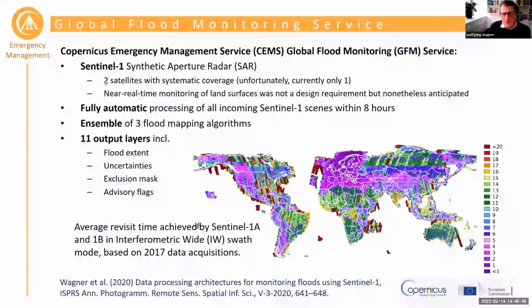As long as we had Sentinel-1A and Sentinel-1B, we processed the data in fully near real time. At the moment, we are down to one satellite and hoping that Sentinel-1C will be launched very soon again.